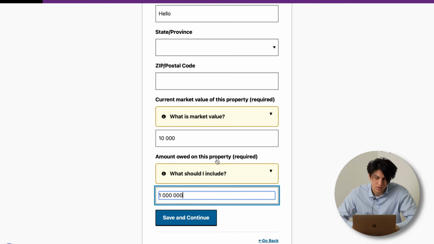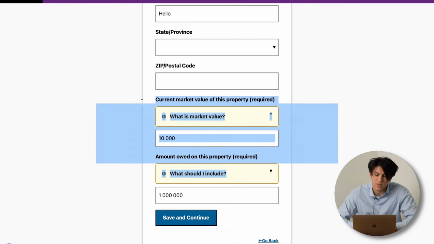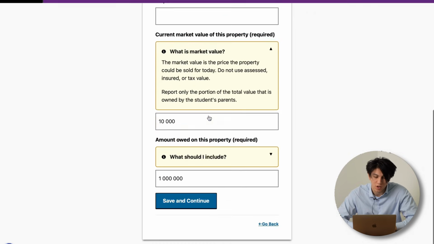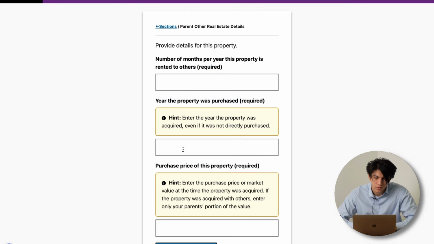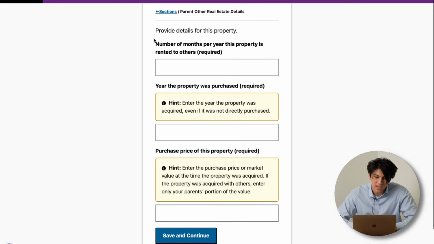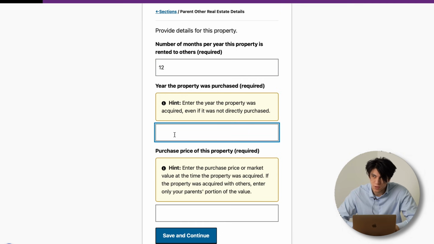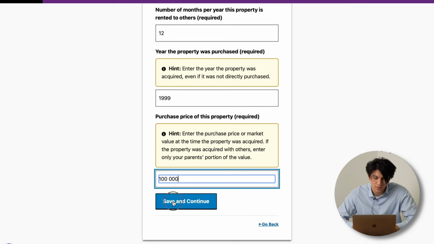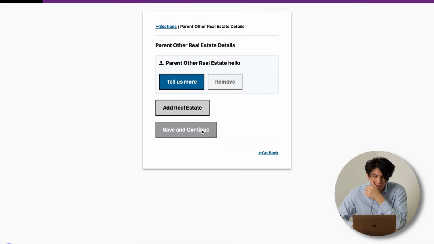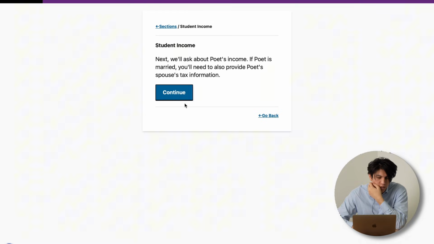10,000 sums. So this is exactly as the house. Current market value, you just have to look at OLX or just ask your parents how much that place costs right now. Okay, continue. So this is asking number of months per year the property is rented to others. It's 12 months. Year the property was purchased 1999. Purchase of this property 10 million sums. Let's go. Keep going.